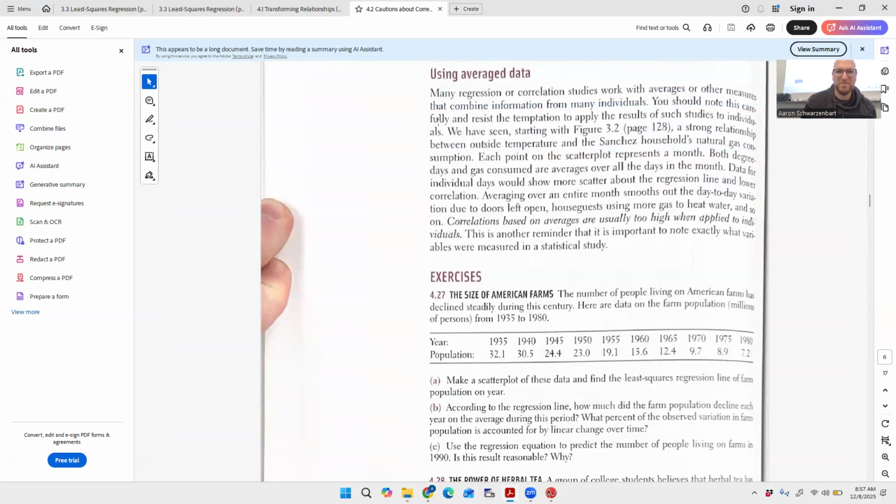Many regression or correlation studies work with averages or other means that combine information from many individuals. You should note this carefully and resist the temptation to apply the results of such studies to individuals. Okay? There's a lot of generalizations. You've heard how bad generalizing can be, right? Well, generalizing is actually a good thing, except when you apply general standards and try to make it fit individuals.